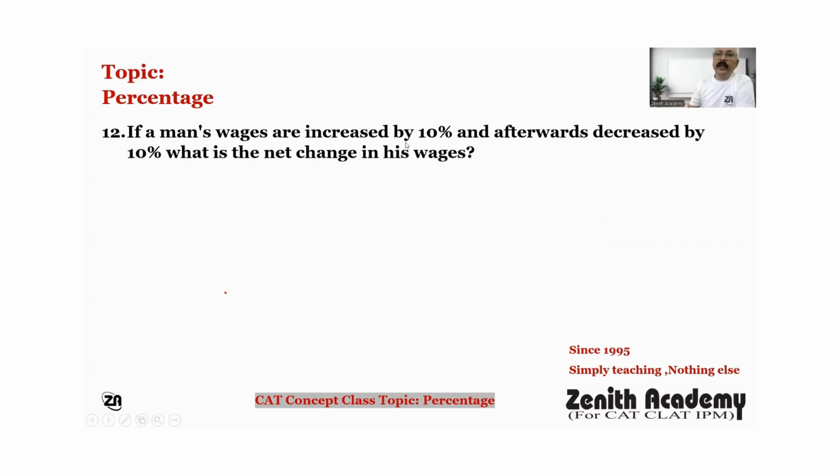If a man's wages are increased by 10% and afterward decreased by 10%, what is the net change in his wages? So look here. First it is increased by 10%. Then it is decreased by 10%. So these are successive changes.